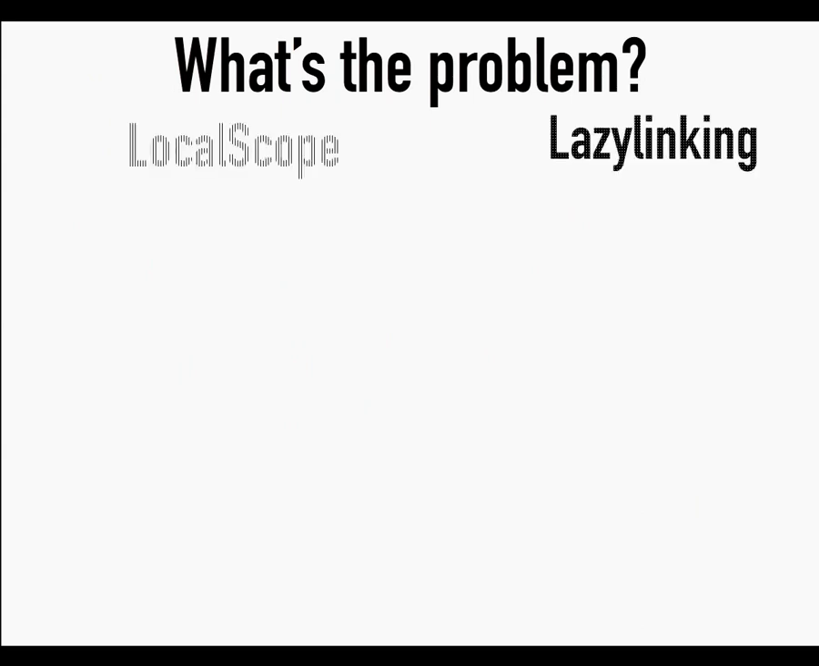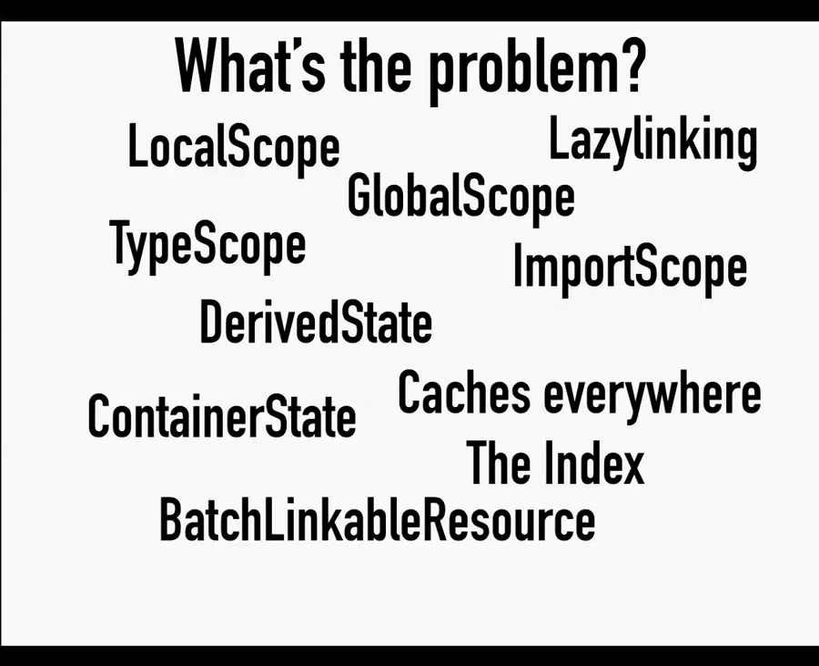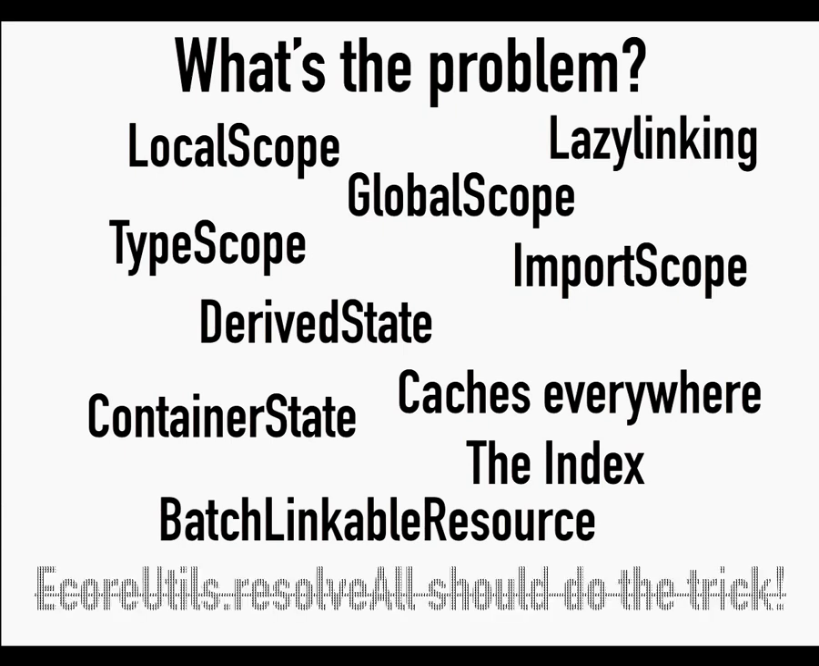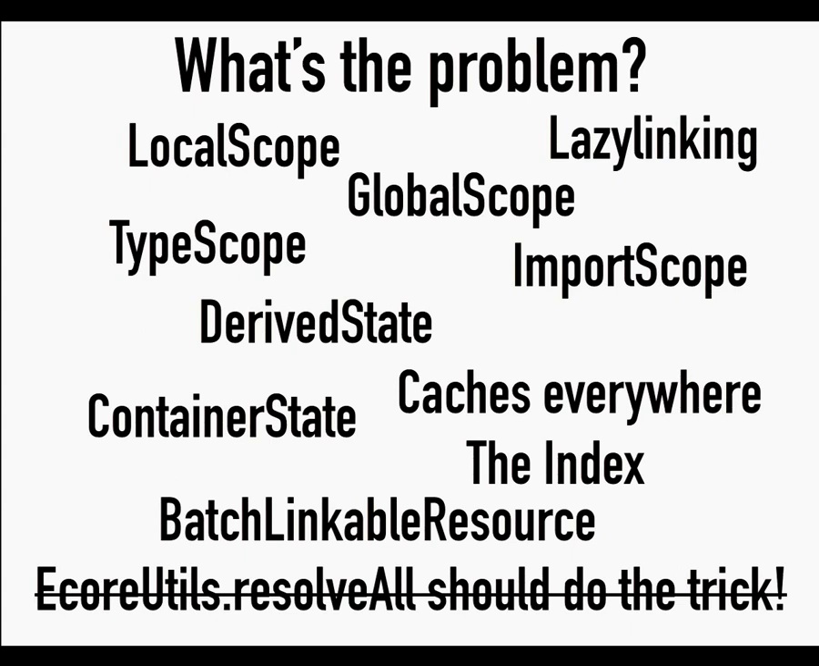So what's the problem with scoping? There are a lot of things involved in scoping. You might have seen some of the implementations, and you might wonder about the batch linkable resource, derived state, and all that stuff. Yes, it's complicated, but you don't need everything from that. And of course, EcoreUtil resolveAll is not your friend. We put a lot of effort in Xtext to make it lazy loading. If you resolve all the cross-references eagerly, you break that. It will make you slow, and it will load the world. You should just avoid using that stuff.